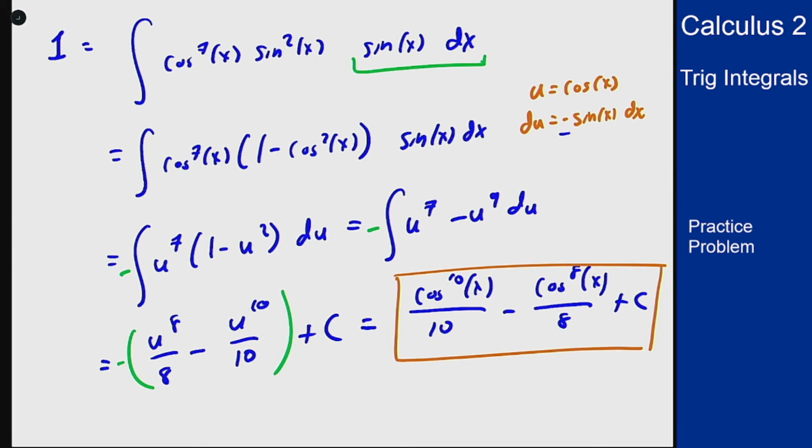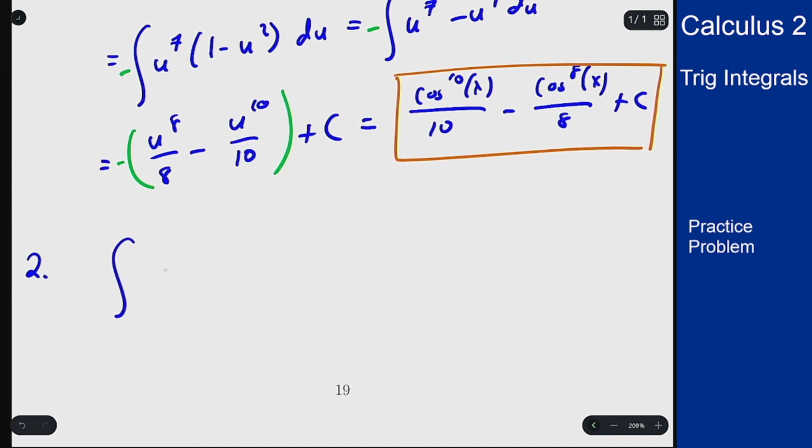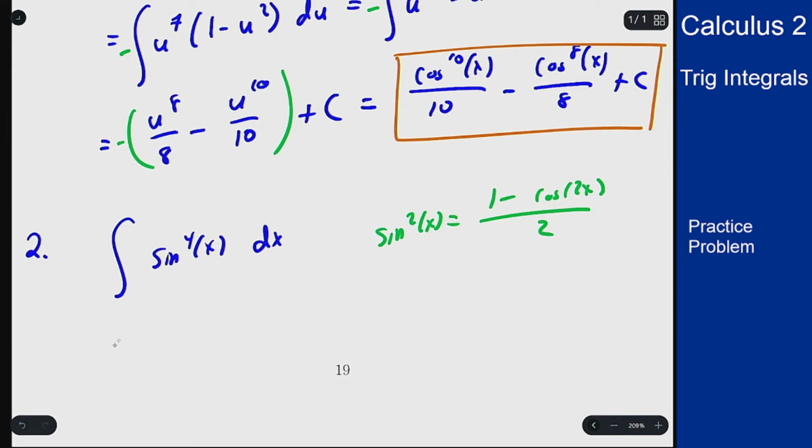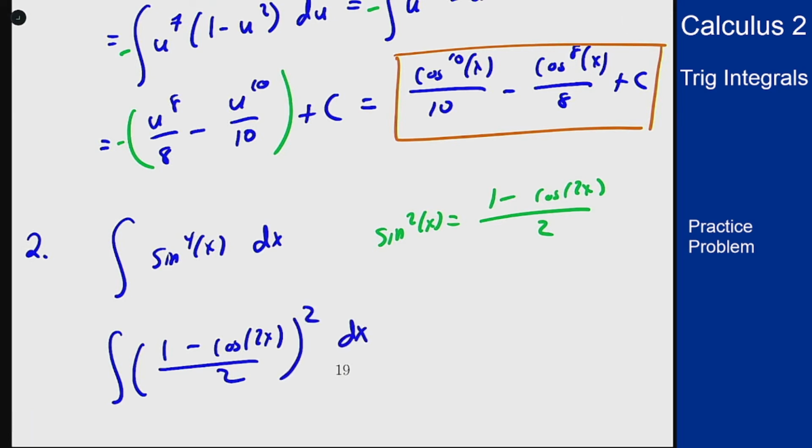Now for the second integral, we need to compute the integral of sine to the 4th of x. Now since we have an even power of sine here, we're going to need to use half angle formulas to reduce this. So the key formula we need here is the fact that sine squared of x is 1 minus cosine of 2x all over 2. And so if I plug that in, the integral then becomes the integral of (1 minus cosine of 2x over 2) squared dx.